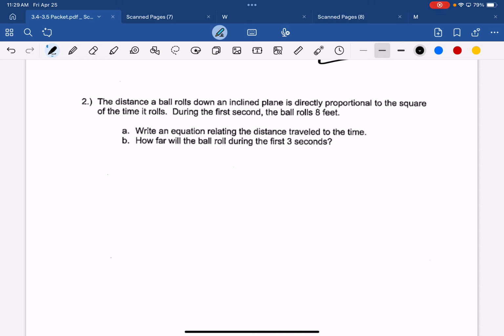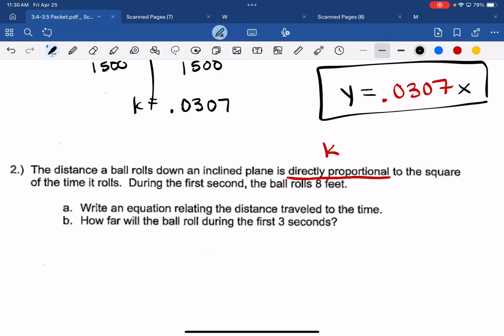So let's just read through this one. It says the distance a ball rolls down an inclined plane is directly proportional. Right there, that tells me I'm doing this kind of problem, directly proportional. I've got to have a k somewhere. To the square of the time it rolls. So before we even get to the first part, let's just figure out what our variables are going to be. The first unit of measurement that's happening here is distance. The distance a ball rolls down an inclined plane. That whole thing is going to be represented by y.